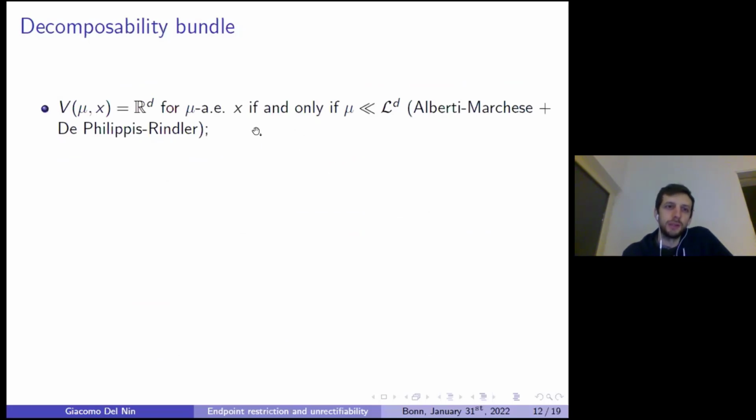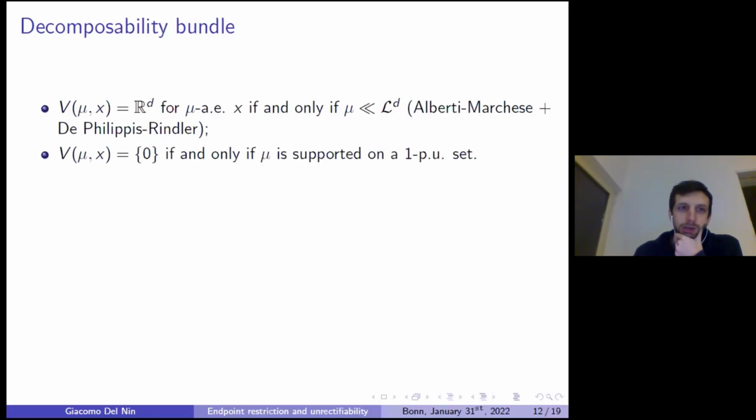So we know that if the decomposability bundle is the full space Rd for mu almost every point, then the measure is absolutely continuous and vice versa. And this is essentially in a way related to Rademacher's theorem. On the other hand, if the decomposability bundle is trivial, so is zero at mu almost every point, then the measure is supported on one purely rectifiable set, and also vice versa.